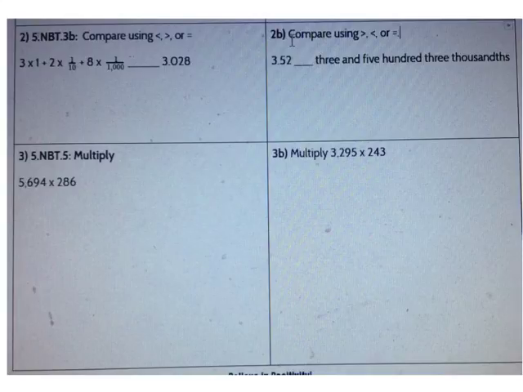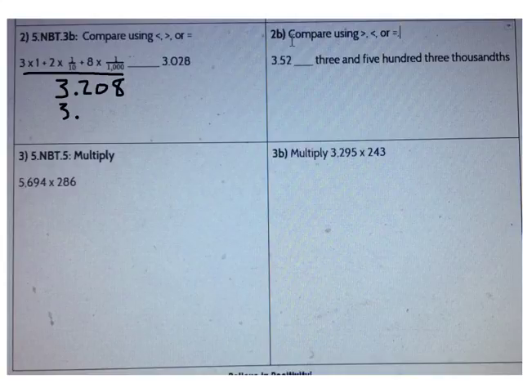Now let's look at number 2. Compare using less than, greater than, or equal to. In order to compare decimals, I need to write all the decimals in standard form. How do I write 3 times 1 plus 2 times 1 tenth plus 8 times 1 over 1,000 in standard form? That's 3 and 208 thousandths. Now I can compare by lining the decimals up. So, which sign goes in the blank to correctly compare the decimals? 3 and 208 thousandths is greater than 3 and 28 thousandths.